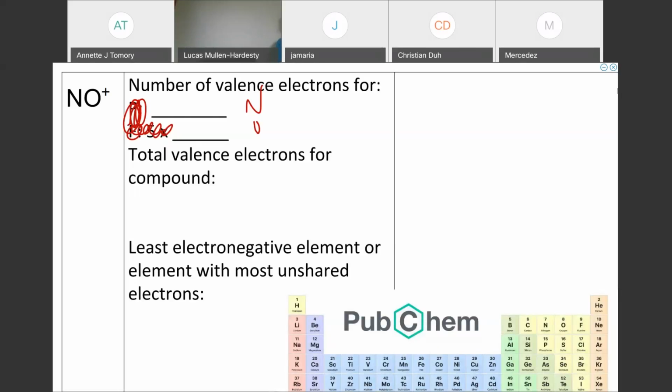All right. So basically what I did was, for the advanced Lewis dot structures, I took the compounds that we have to make and put them into the same worksheet that we did before, so that way it kind of breaks it down a little bit. All right, so first we have N and O. We have to find N.